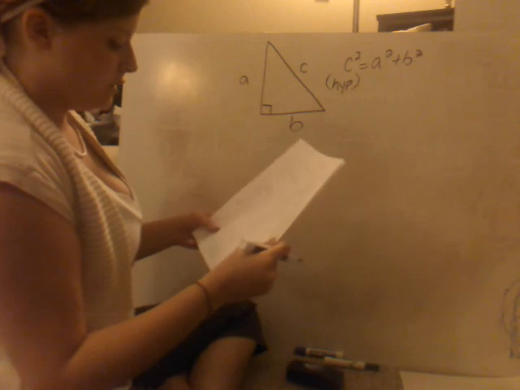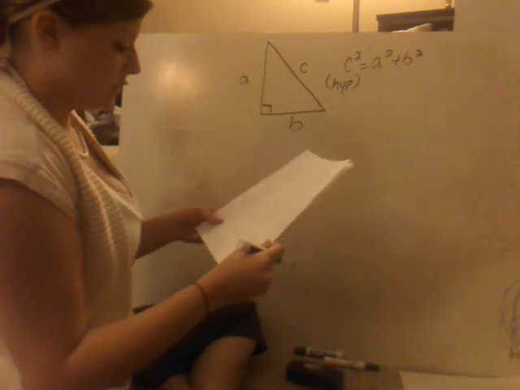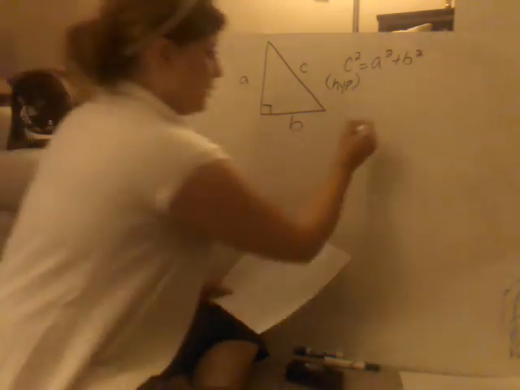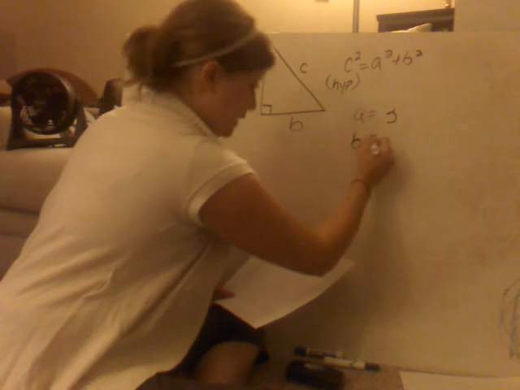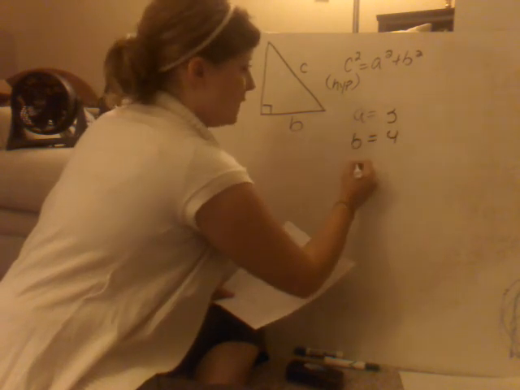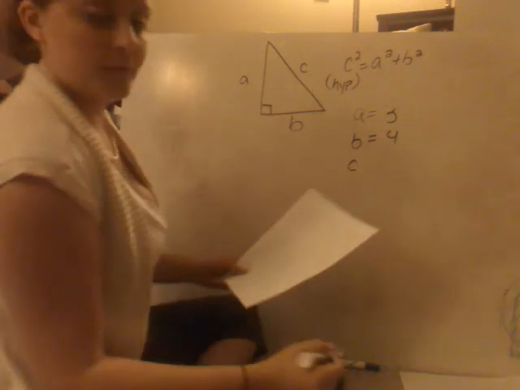I like to say that a is the altitude or height, and b is the base. So I gave you different numbers for the equation. So number 6, I tell you that a is equal to 3, b is equal to 4, and find c or h.